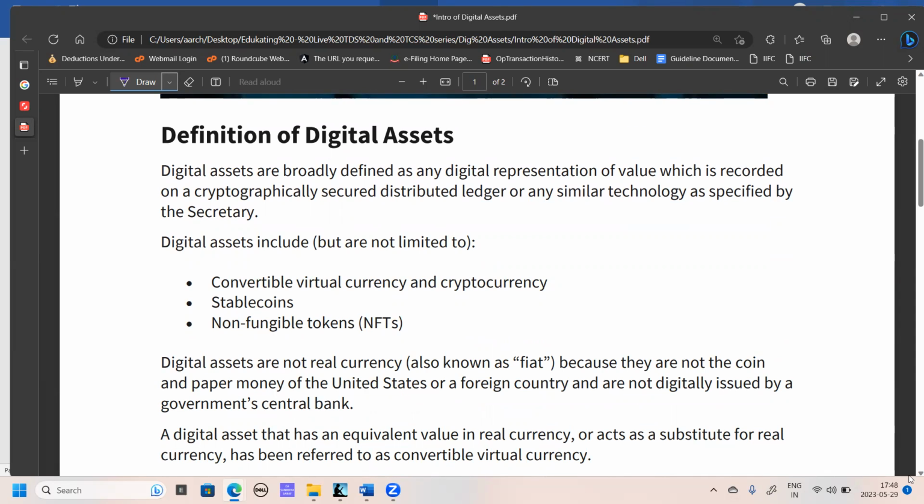When we talk about the digital assets, they are broadly defined as any digital representation of value which is recorded on a cryptographically secured distributed ledger or any similar technology as specified by the Secretary. So anything which is termed as crypto or cryptocurrency will be included in the digital assets. Here the mediator between the buyer and the seller of the crypto will maintain your ledgers with the help of a definite technology.